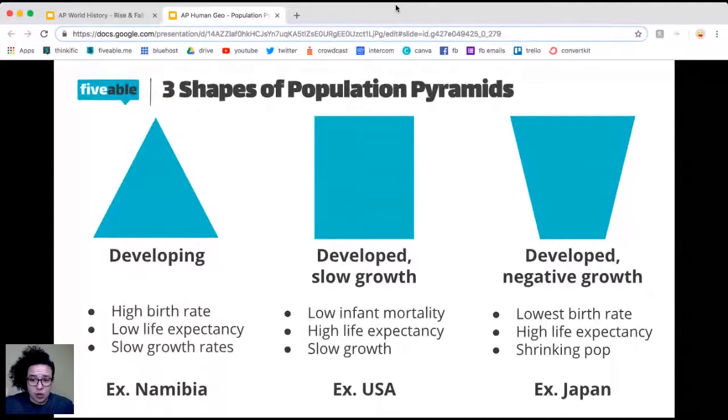And then the last one is sort of inverted, right? The problem is that you have way more older people than younger people, and so it's actually negative growth. Their population size is declining, because people are dying and not a lot are being born. In Japan, you see this, where there are way more people who are older than there are children.